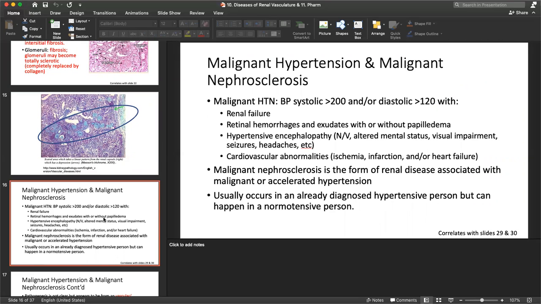Malignant hypertension and malignant nephrosclerosis. So you've already talked, I think it was your last exam in cardio, you talked about hypertension. And so you talked about malignant hypertension. And so our malignant hypertension is a systolic blood pressure of over 200 and diastolic over 120. And we're going to have some changes. So renal failure, retinal hemorrhages, with or without papilledema, hypertensive encephalopathy. So we'll have an altered mental status, visual impairments, and then cardiovascular abnormalities like infarct, ischemia, heart failure. So the kidney part is our malignant nephrosclerosis due to that high blood pressure. And it's either from that malignant or accelerated hypertension.